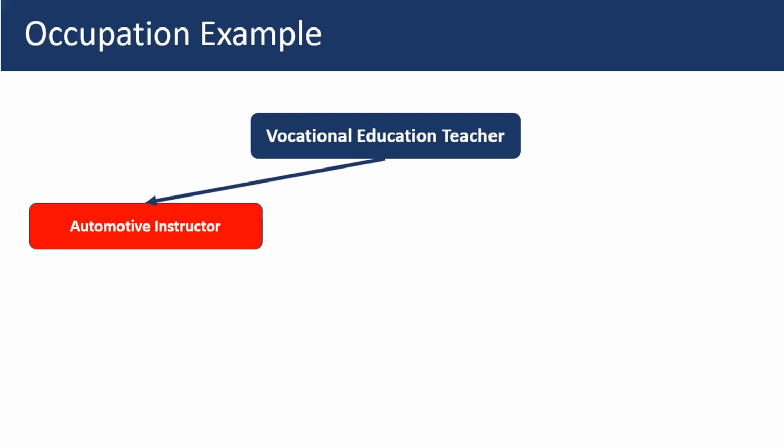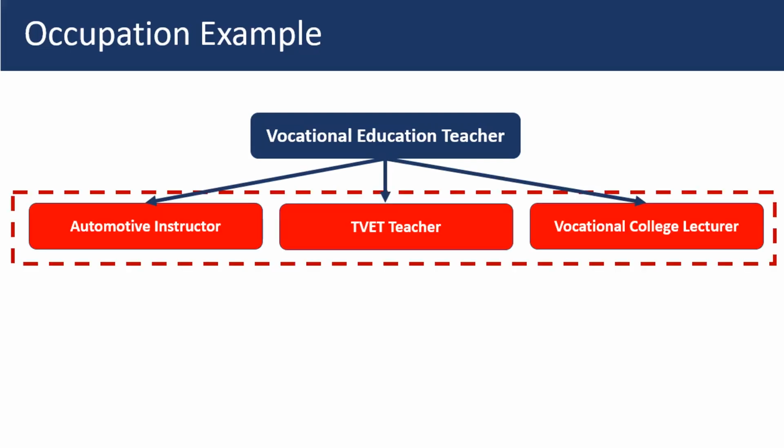Let's break down the concept of an occupation with a practical example. An occupation refers to a broad category that includes multiple jobs with similar skills and tasks. For example, vocational education teacher is an occupation that encompasses various job roles such as automotive instructor, TVET teacher, or vocational college lecturer. Each of these jobs shares a core set of skills but applies them in different contexts or specializations.